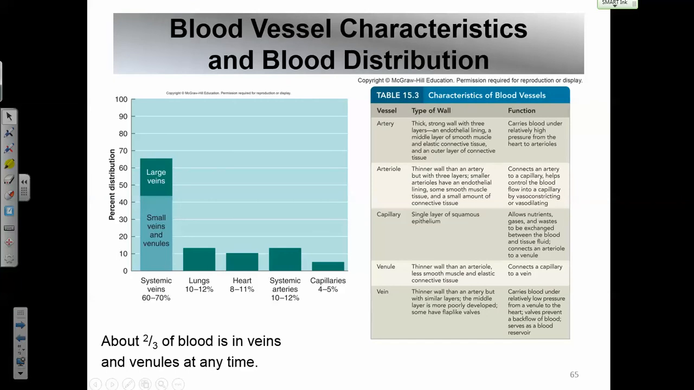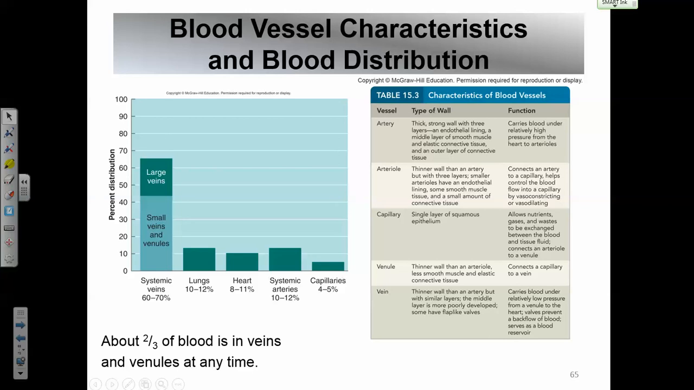Okay, this graph is interesting. It's just showing you that at any given moment, most of the blood inside of you is actually in some veins. Remember, some of those veins were real big in diameter. You don't have to know any of these percentages, and then the little table on the right just further describes, it's a repeat of what we've already done.